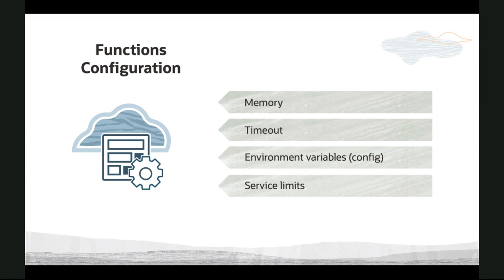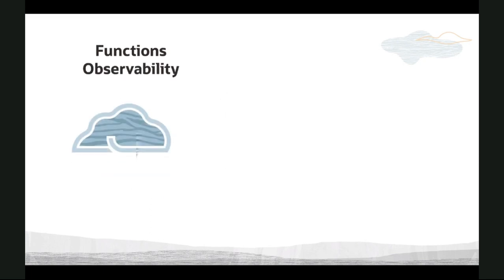The other configuration is the function service limit. Today, there are 3 service limits. One is the number of functions, the number of applications, and the overall function concurrent execution memory. All 3 limits are soft limits, and you can easily raise a service request from within the OCI console to get these limits increased.